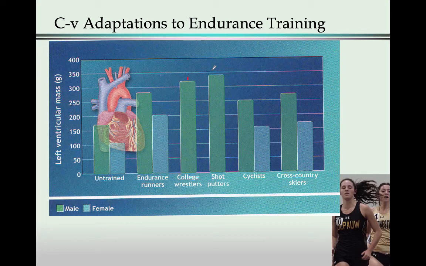Here, wrestlers and shot putters are going to do more resistance training, and they get a hypertrophy of the ventricular wall and the septum as well. And so the increase in the mass is bigger, but the ventricular volume isn't quite as big.